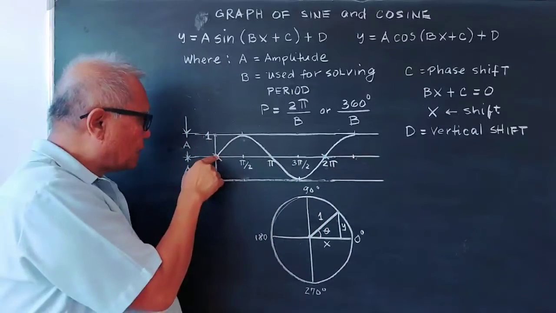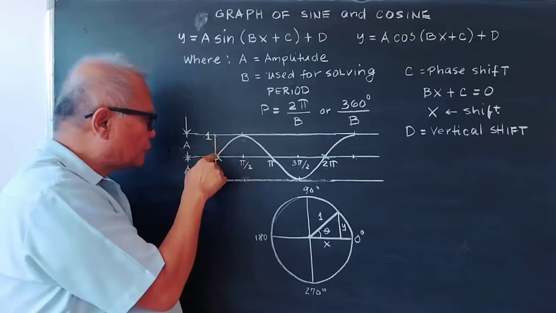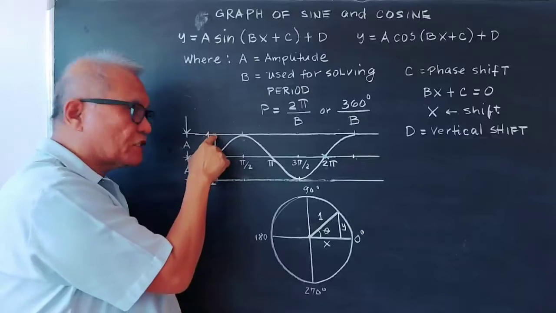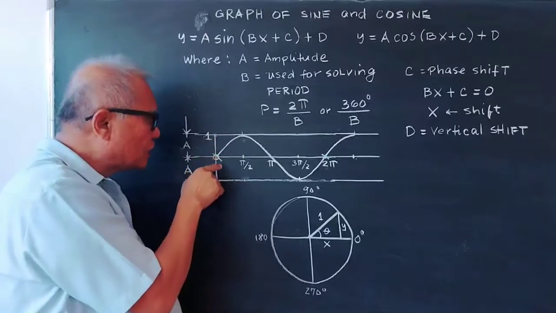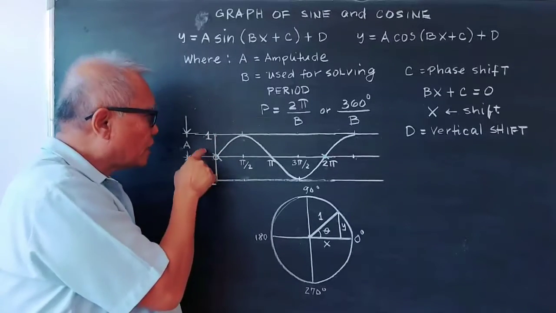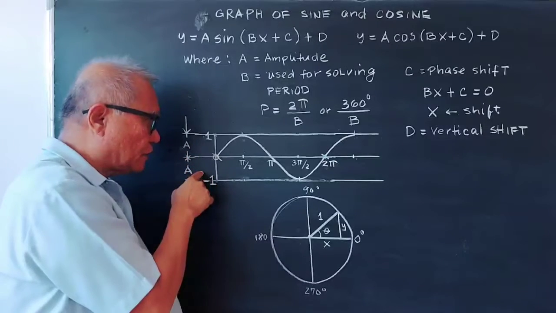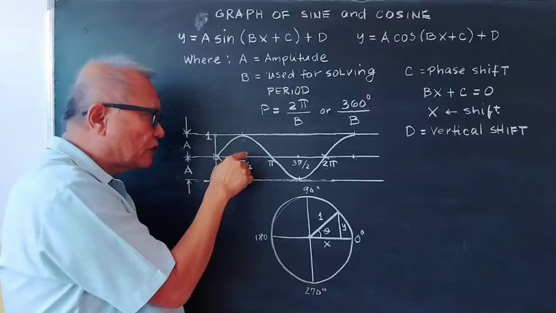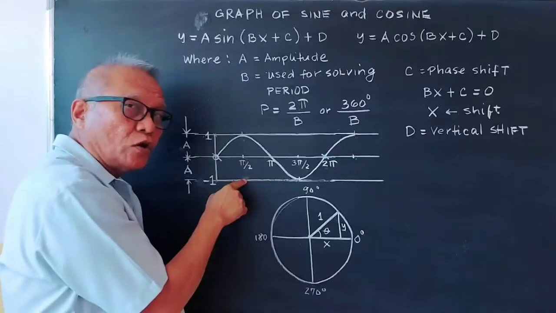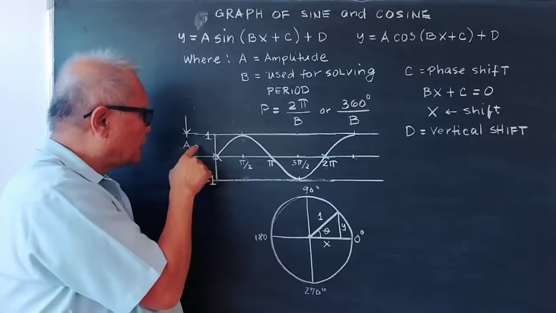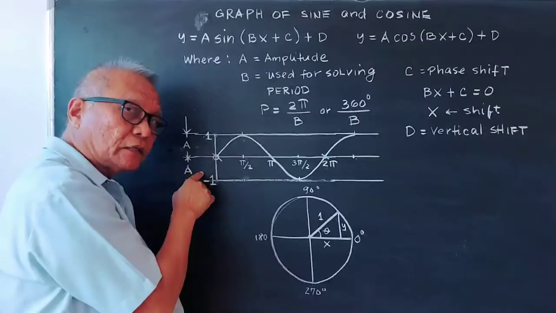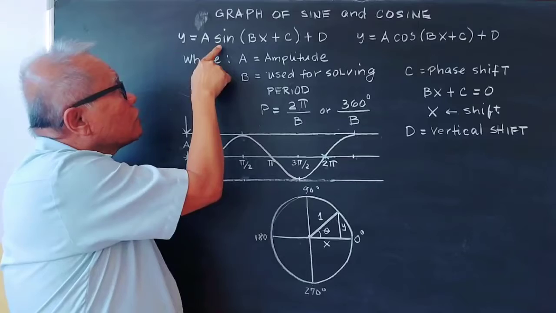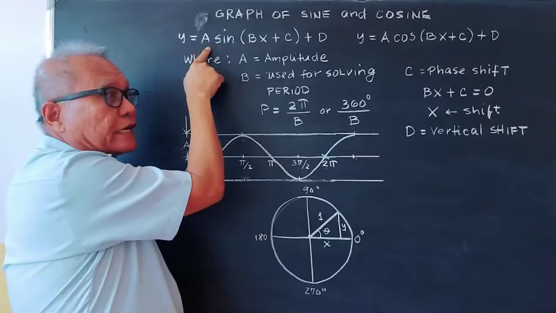We have the amplitude going up and the amplitude going down. This one is going to the highest point and the other one is going to the lowest point. So we have two amplitudes here. The amplitude is from the highest point to the principal axis, or from the principal axis to the lowest point. And A is very easy to spot. Why? Because that is the numerical coefficient of our sine or cosine.